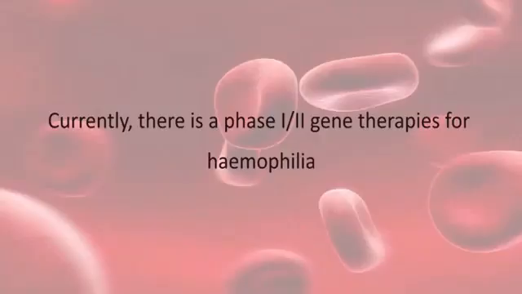Currently, there are phase 1 and 2 gene therapies for hemophilia. The vector genome is manipulated by replacing AAV coding gene sequences with the gene of interest. This can be done under the control of a tissue specific promoter to yield recombinant AAV vectors.